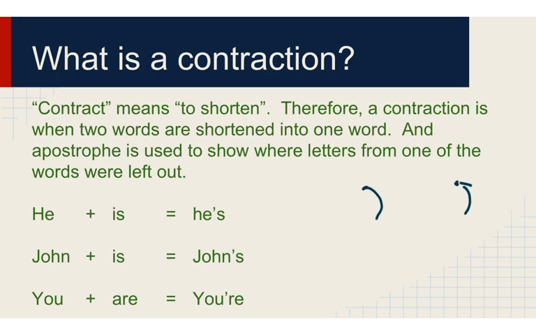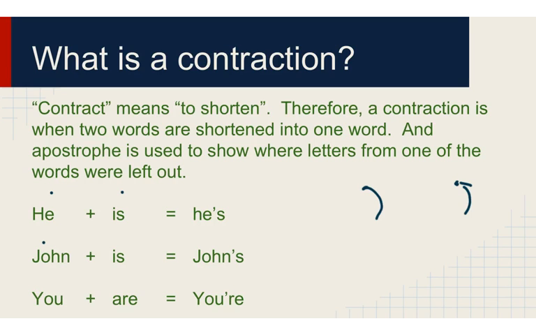To contract means to shorten. So a contraction is when two words are shortened into one word. Apostrophe is used to show where letters from one of the words are left out. So, if we take he and is and combine them, we make he's, and we put an apostrophe there to show that we cut out a couple of the letters. Just the I this time.